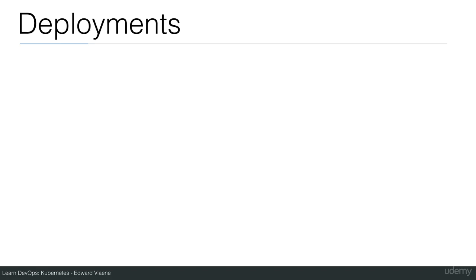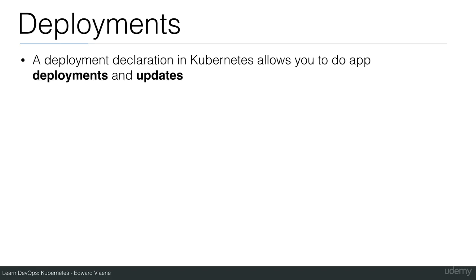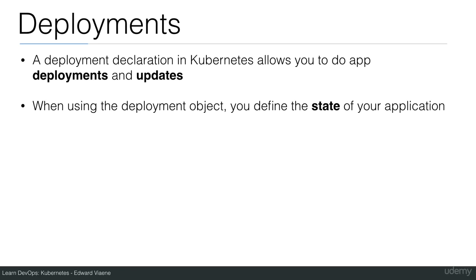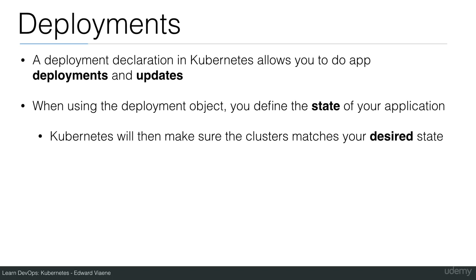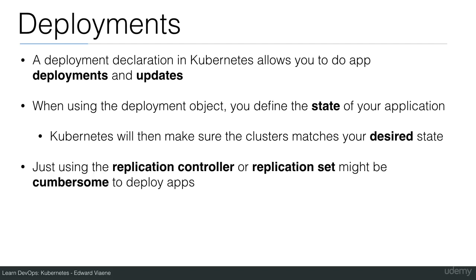Let's talk about deployments now. A deployment is a declaration in Kubernetes that allows you to do app deployments and updates. When using the deployment object, you define the state of your application. Kubernetes will then make sure the cluster matches your desired state. A state can just be: run this application and make sure it is replicated 5 times. It's just the way to describe this to Kubernetes, most easily done now with deployments.